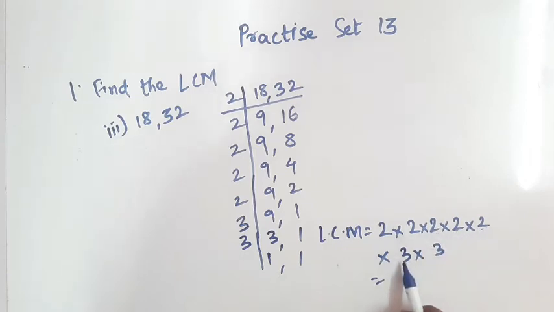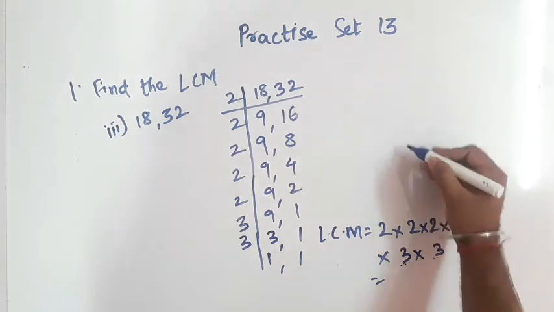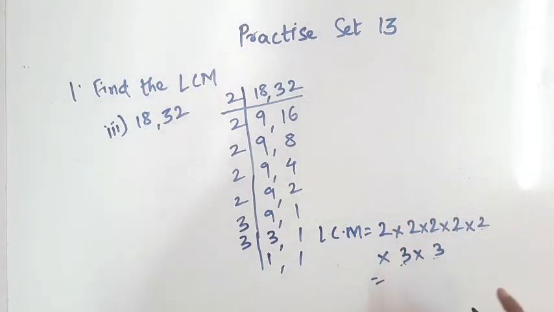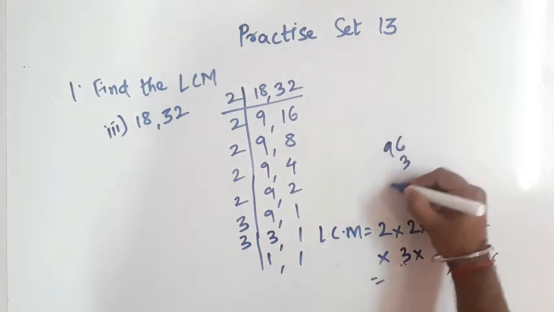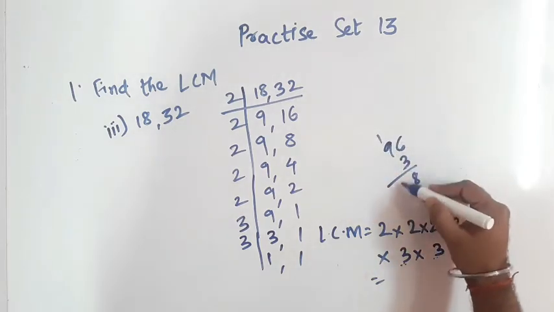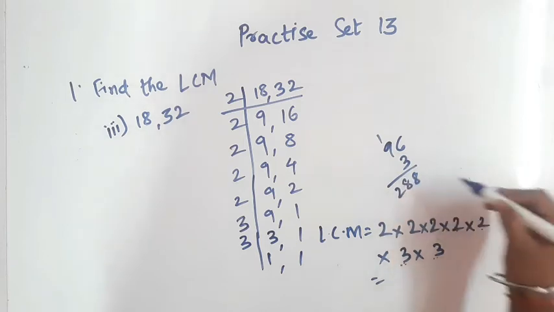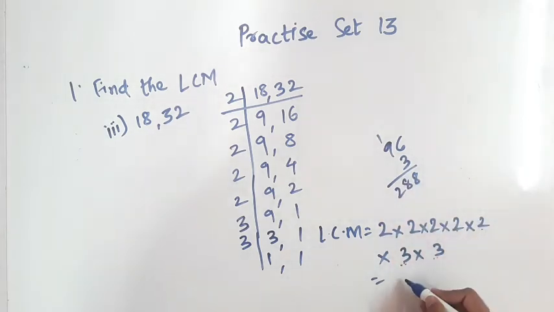What is 32 threes? 32 threes are 96. And what is 96 threes? 96 threes, I'll write 270 plus 18, it is 288. So your LCM is 288.